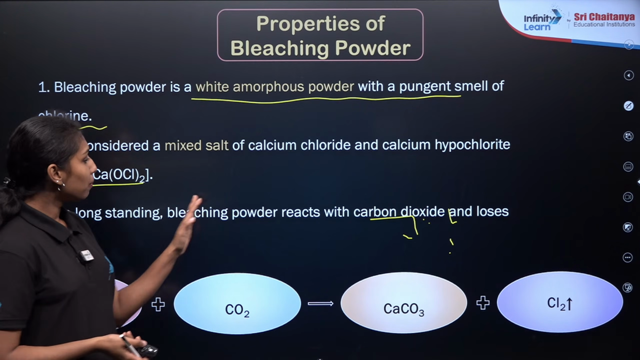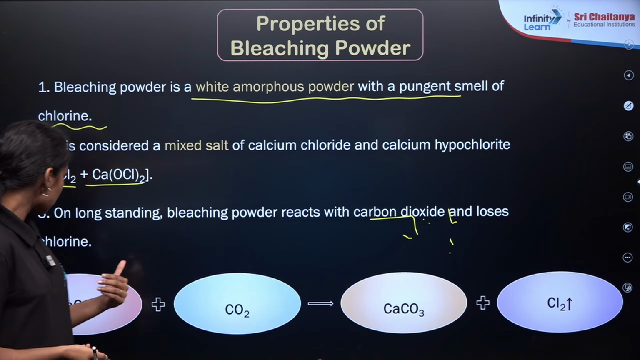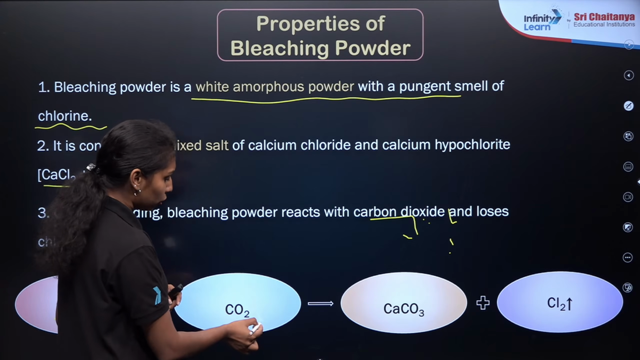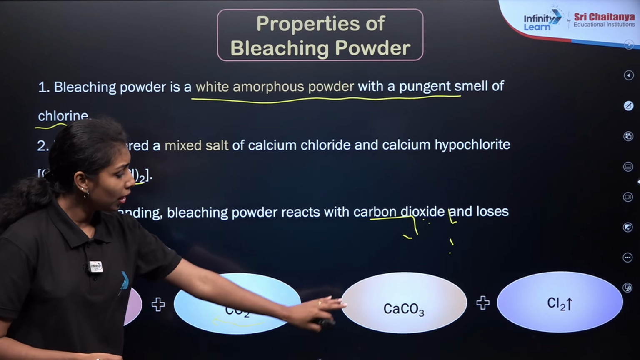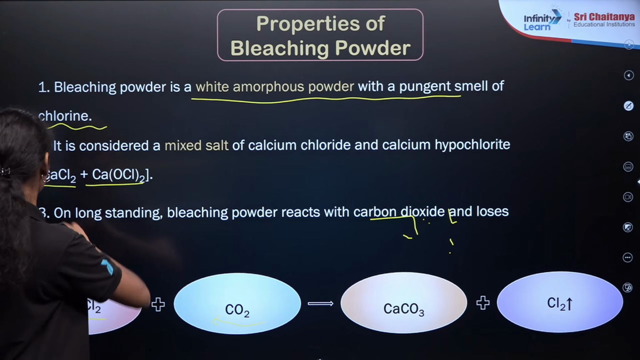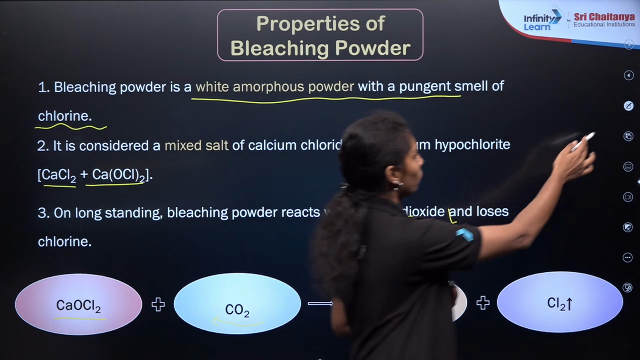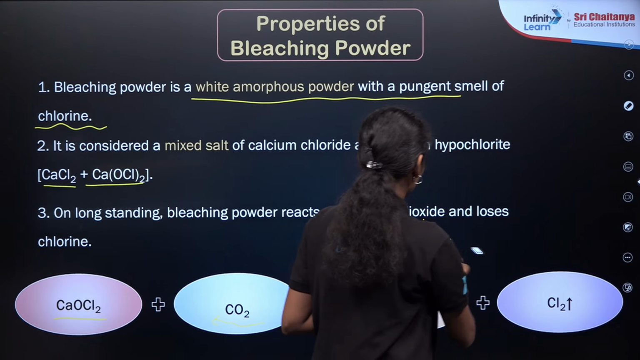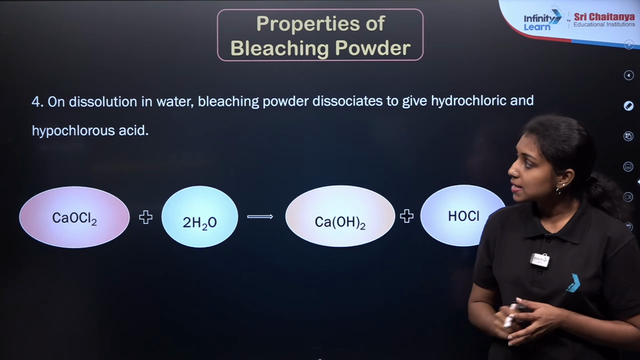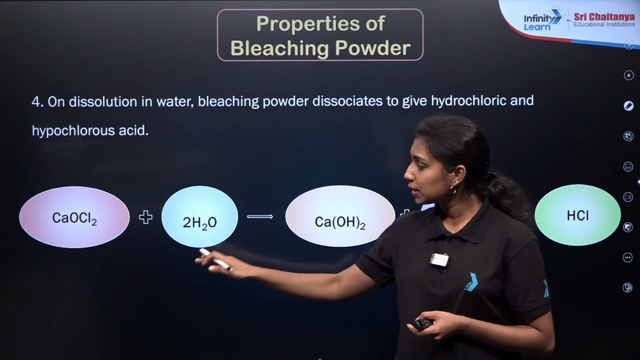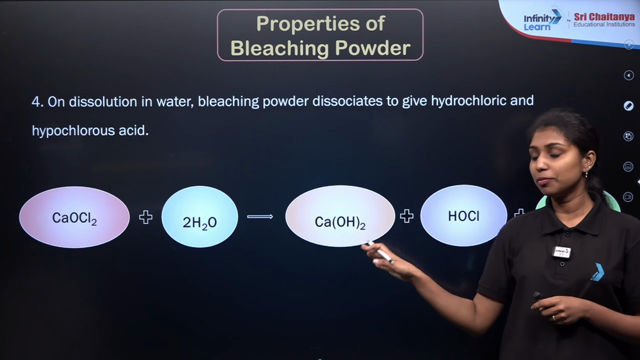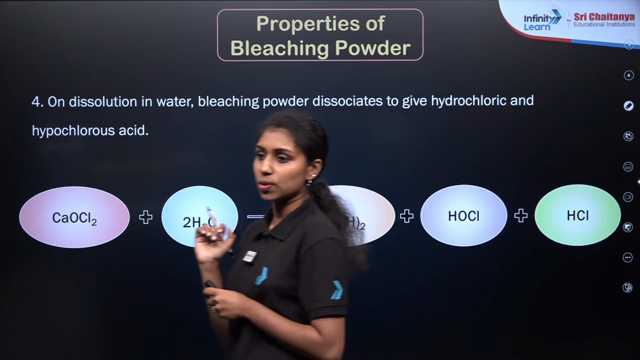Now, on long standing, bleaching powder reacts with carbon dioxide and loses chlorine. If you are treating it with carbon dioxide for a long time, it will form calcium carbonate plus chlorine. Another property of bleaching powder is on dissolution in water. If you are dissolving this calcium oxychloride, or the bleaching powder, in water, it will form slaked lime plus HOCl.